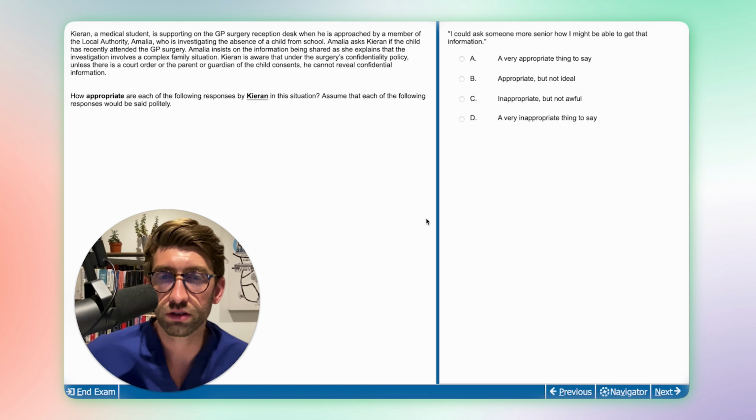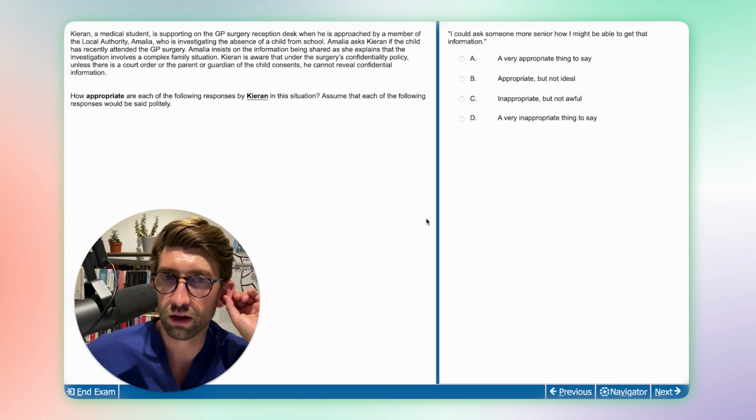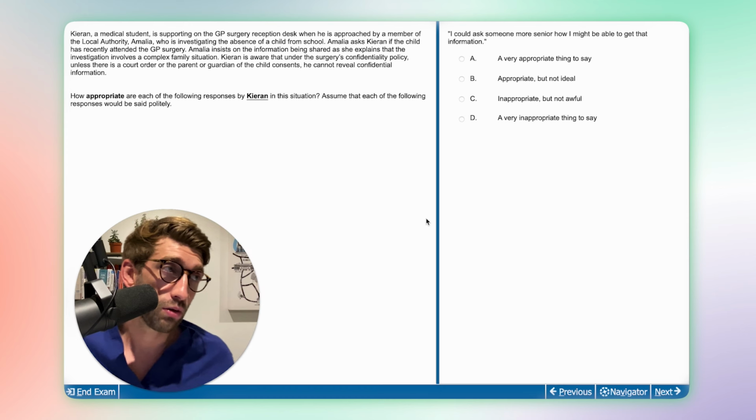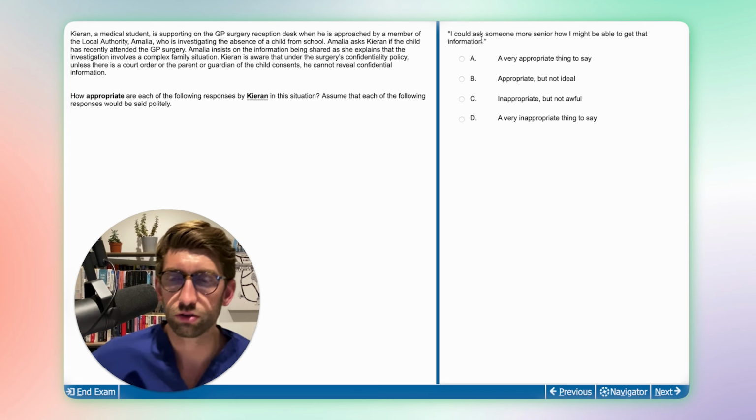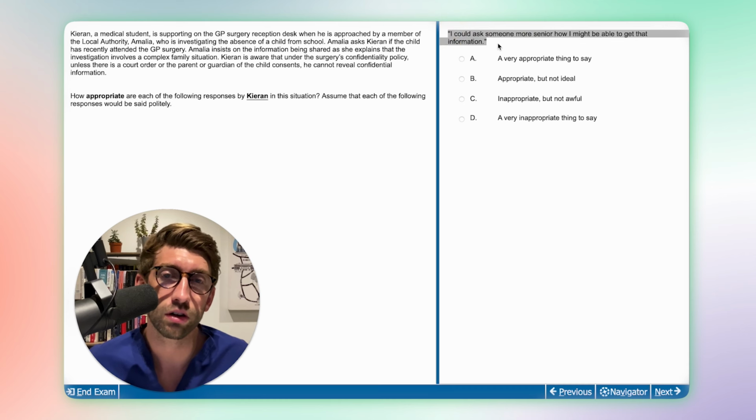Last one. So in response to this situation, what if Kieran says, I could ask someone more senior how I might be able to get that information? So I would say this is negative. This is bad because he's insinuating that he can get the information. And actually, let's say he does do that, and then he goes away and speaks to a senior, and the senior goes, no, you can't give them the information. They will be very annoyed, but they'll be like, but you told me you could, or you insinuated that you could. So he's not said you can't have that information. So I would say that this is a very inappropriate thing to do, should not be done, and will likely lead to a negative consequence or worse in the situation.